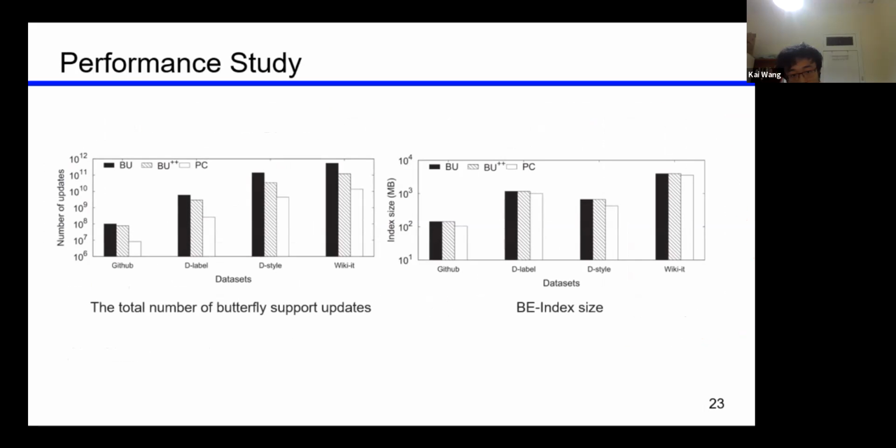We also evaluate the total number of butterfly support updates. We can see that BITPC performs the best. Also, the index size is reasonable.